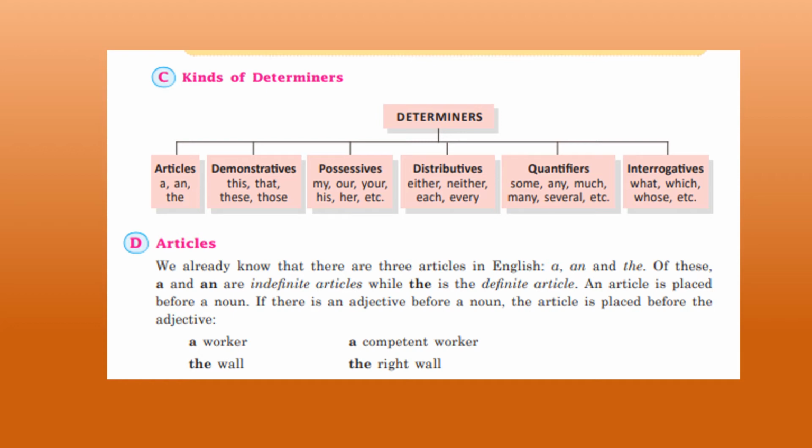Then we have distributives. Distributives are either, neither, each and every. Then we have quantifiers. Quantifiers show the quantity, like some, any, much, many, several, etc. Then interrogatives. Interrogatives means what, which, whose, etc.